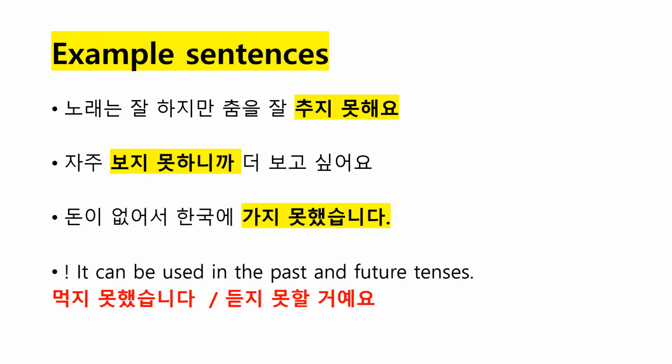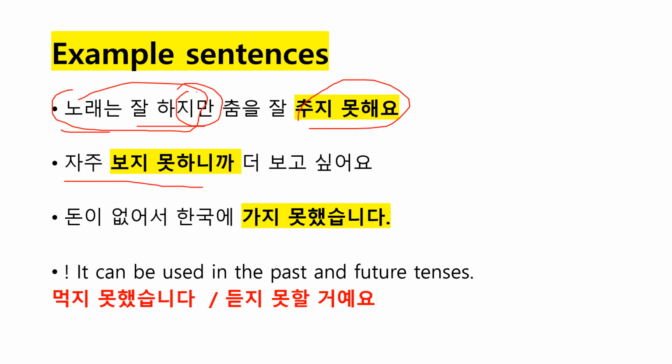And then let's look at the example sentences, how this negative form is used. The first one is 노래는 잘 하지만 춤을 잘 추지 못해요. There's a verb expression 춤을 추다, like dance. I'm good at singing, but I can't dance. 하지만 is like a but. 노래는 잘 하지만 춤을 잘 추지 못해요. Or you can say 잘 못 춰요.